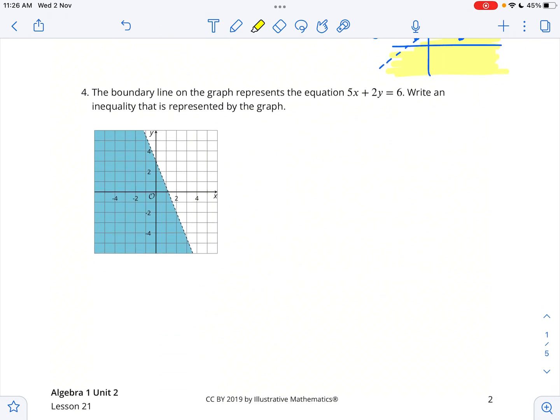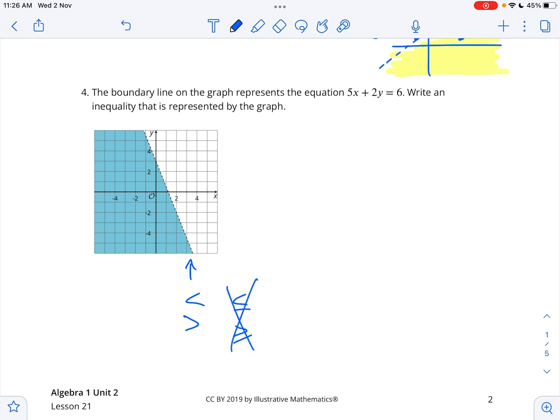Question 4. The boundary line on the graph represents the equation 5x plus 2y equals 6. Write an inequality that is represented by the graph. So on this one, you're already given the equation, and we need to turn that to an inequality. There are different ways that you could do this. If we're looking at this one right here, we see that it's a dashed line. So I know that tells me I'm either going to be less than or greater than. It's not going to be less than or equal to or greater than or equal to.